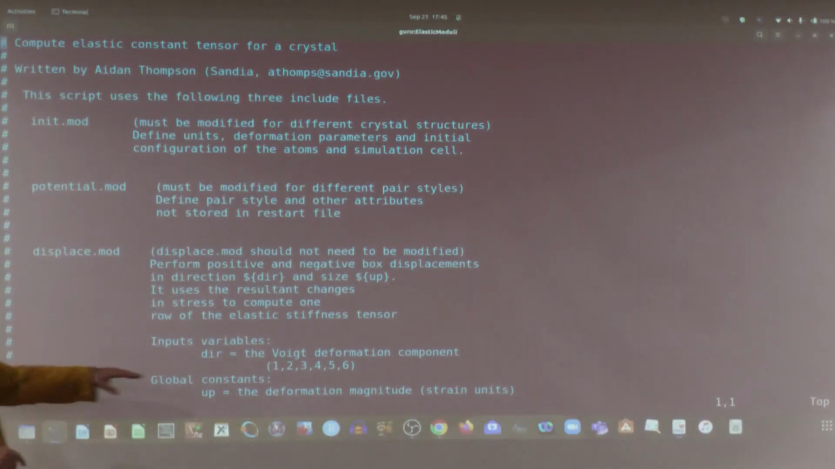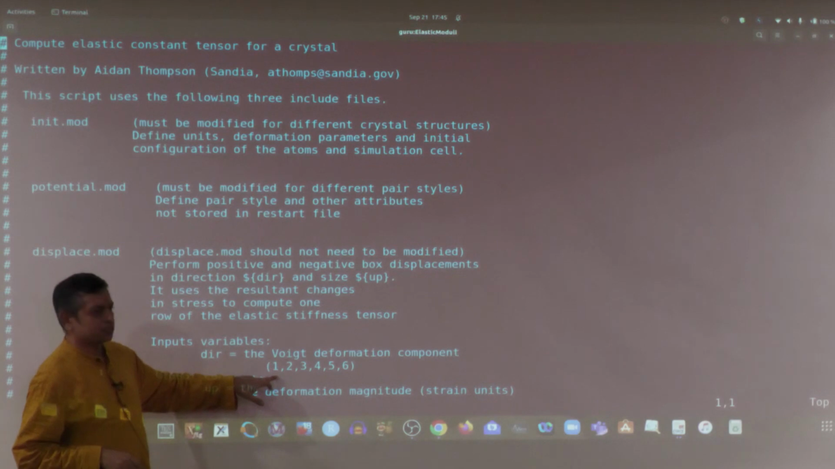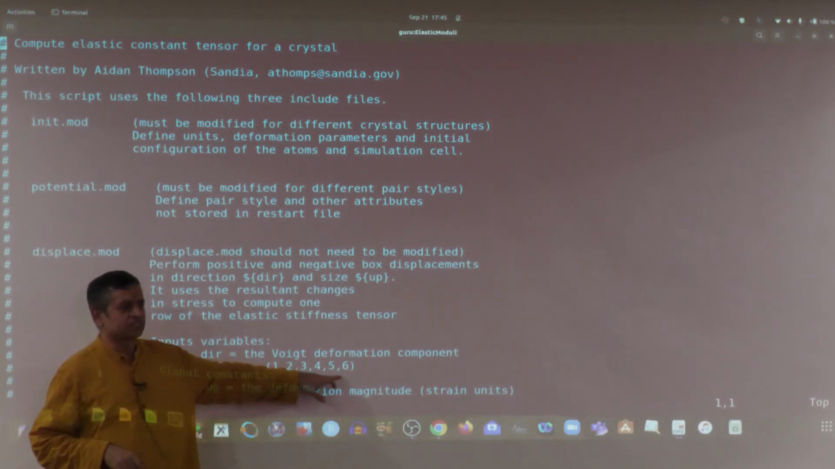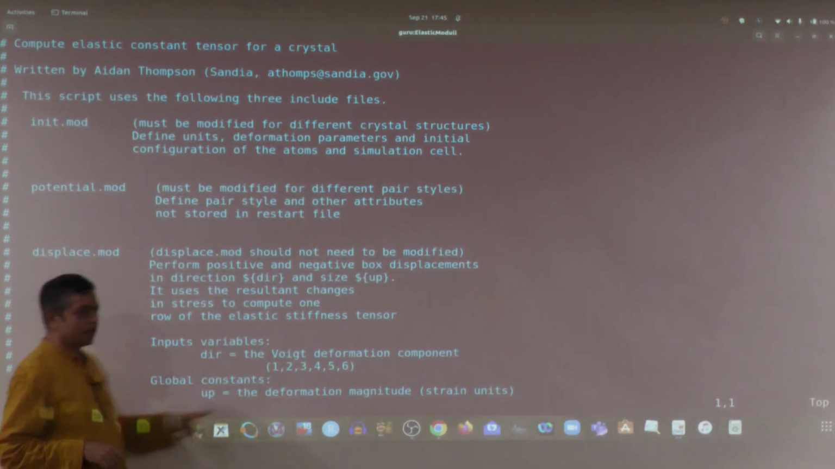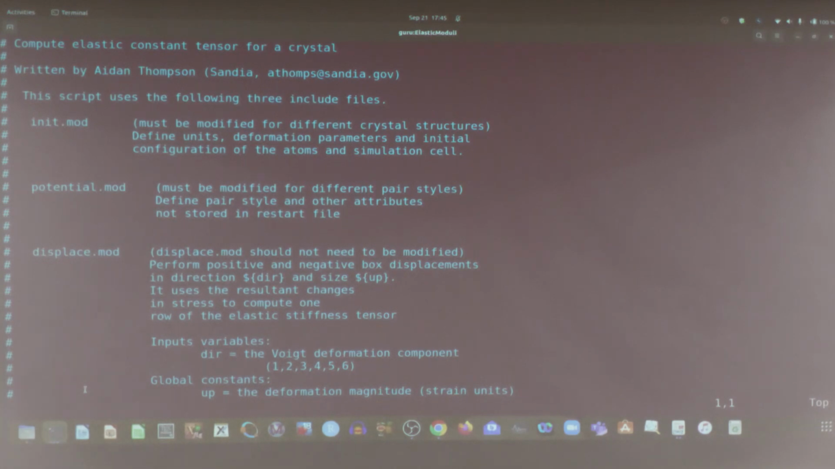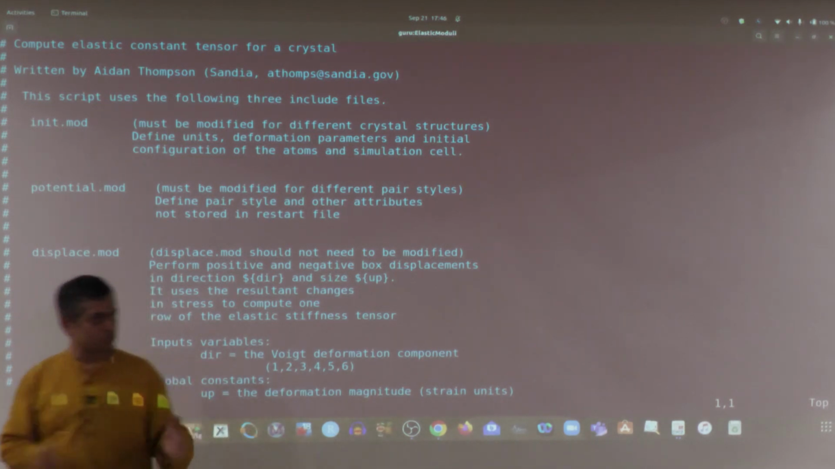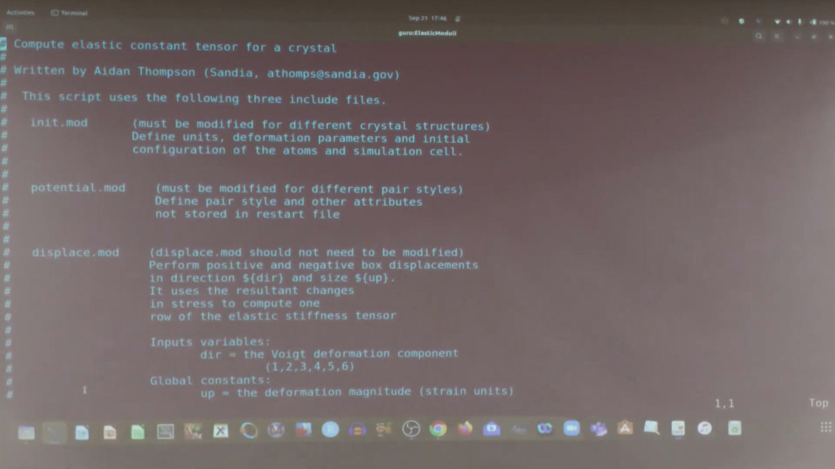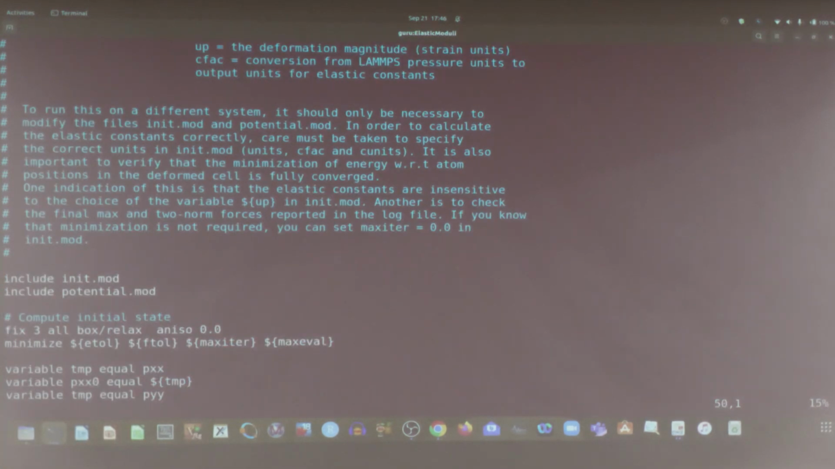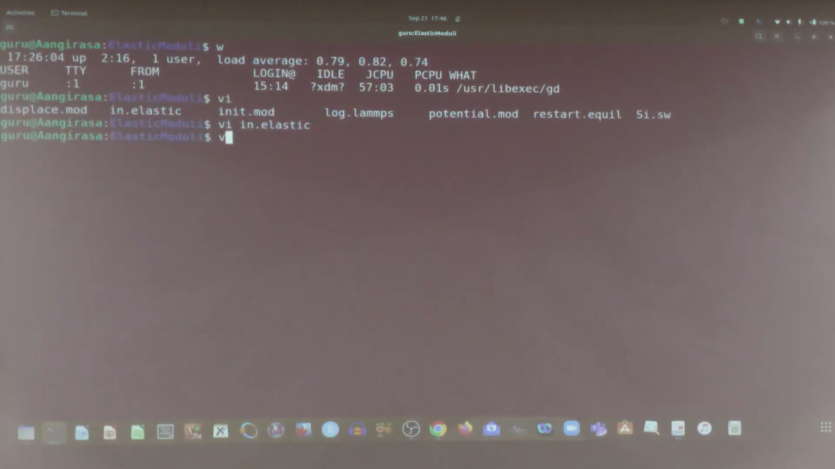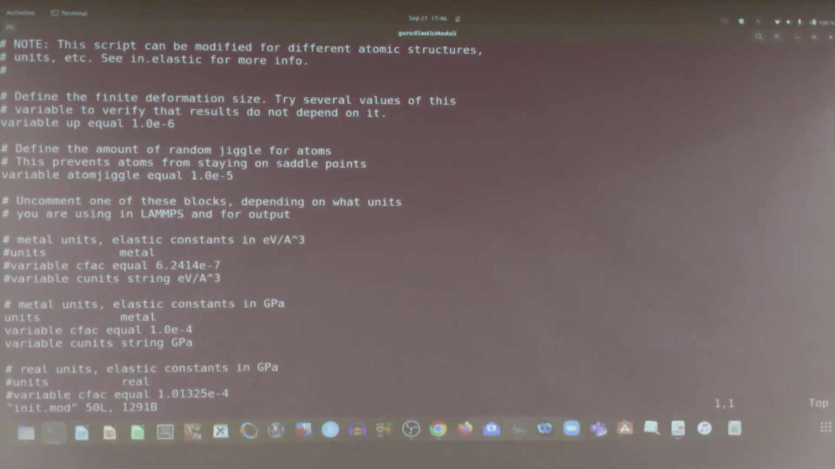So, this is where the Voigt deformation components 1, 2, 3, 4, 5, 6 are given. When they say 1, what they mean is, in the strain or stress, it is 1, 1. So, 4, 5, 6 basically are the shear, and 1, 2, 3 are the dilatation or the diagonal components. Okay. So, include init.mod. Let us look at what init.mod is.